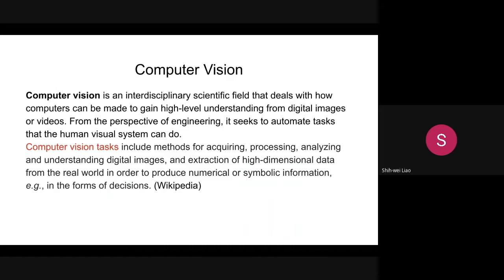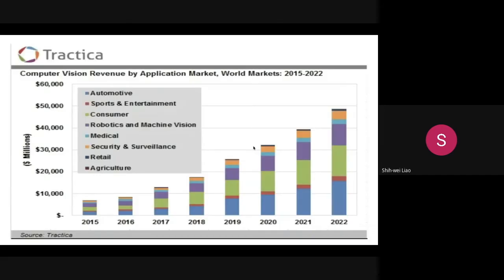So if the input is an image or video, the output can be another image or fundamentally language that describes what this image is about. So computer vision includes processing, analyzing, and understanding of digital images. In this definition, image processing is part of computer vision. And computer vision is an important field. As you can see, in year 2021, the current revenue is about $40 billion, and it has many applications, including agriculture, automotive, sports, entertainment, and so on.